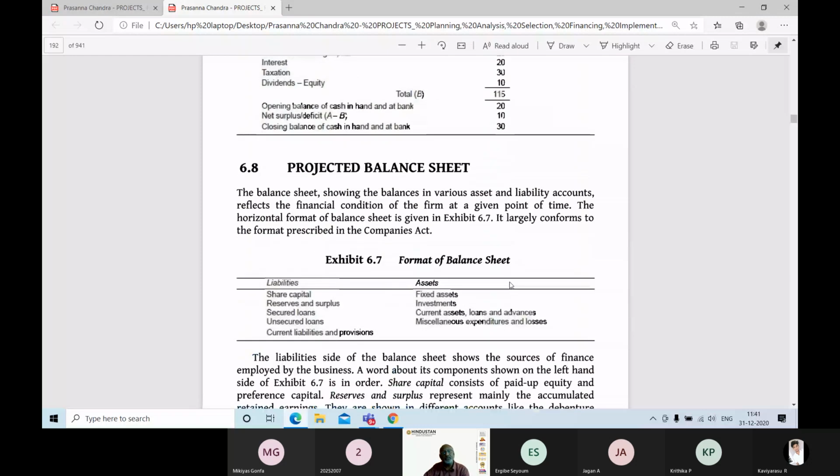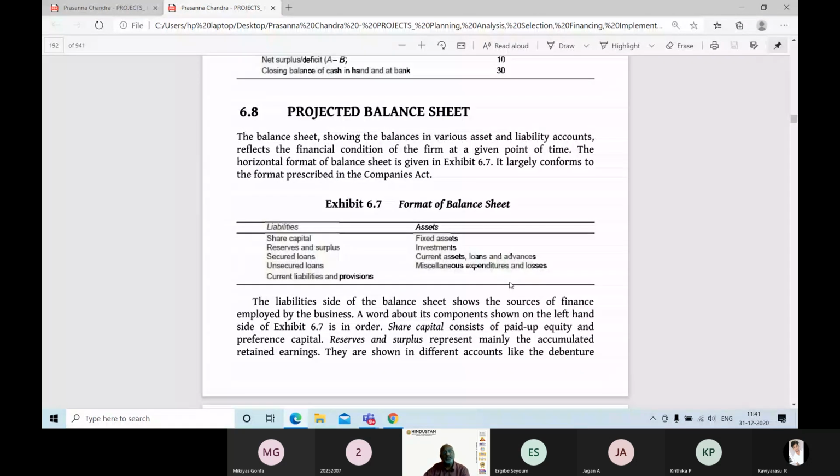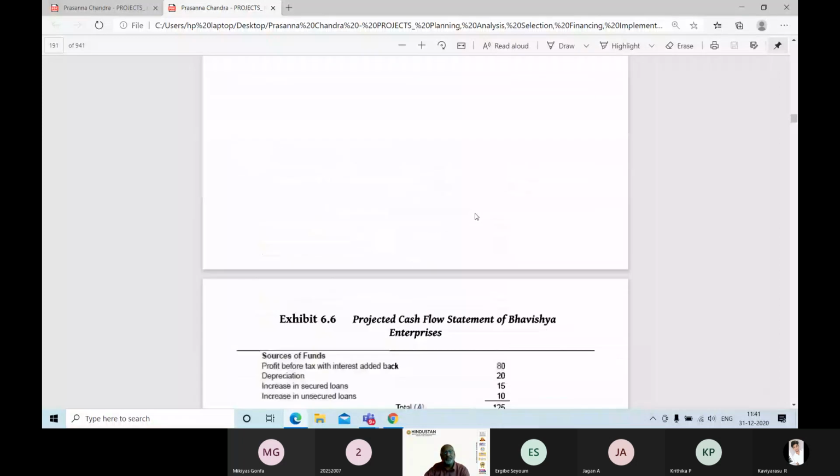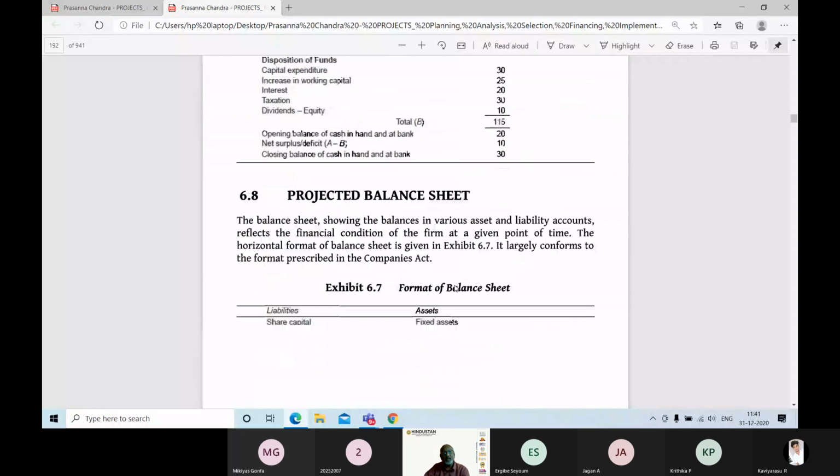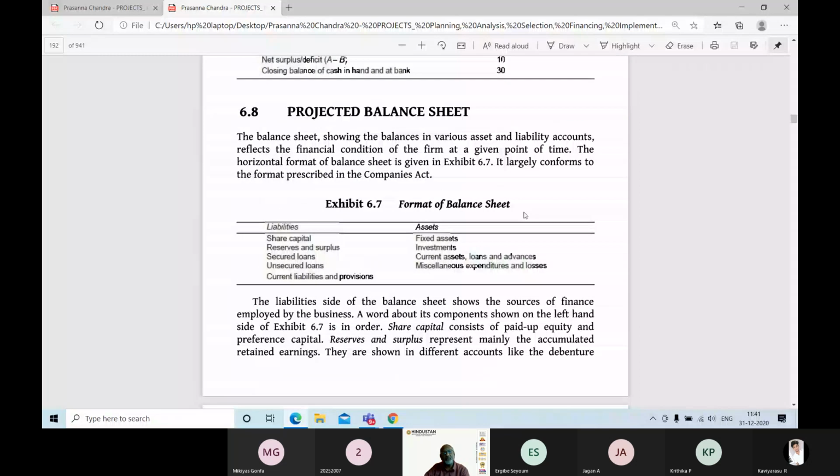Projected balance sheet, showing balances in various asset and liability contents, reflects the financial condition of the firm at a given point of time. The exhibit which shows the liabilities is a format of the balance sheet, like that only. Previously, for the projected cash flow, they mentioned the sources of fund and deposition of fund and calculated like this here, and the balance sheet is something different.